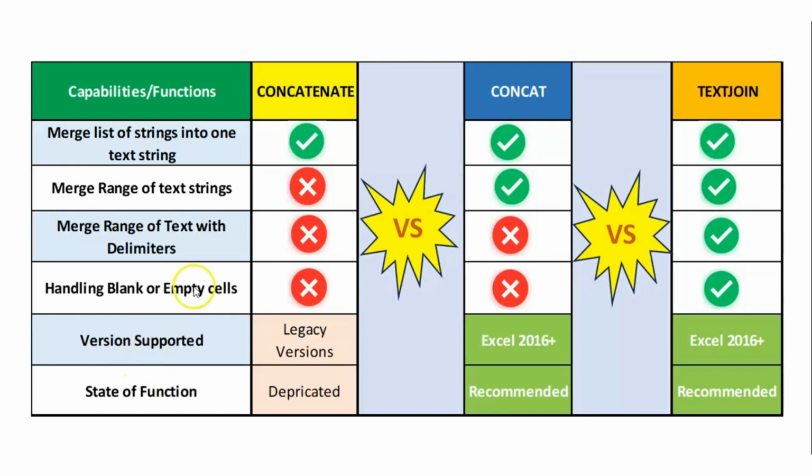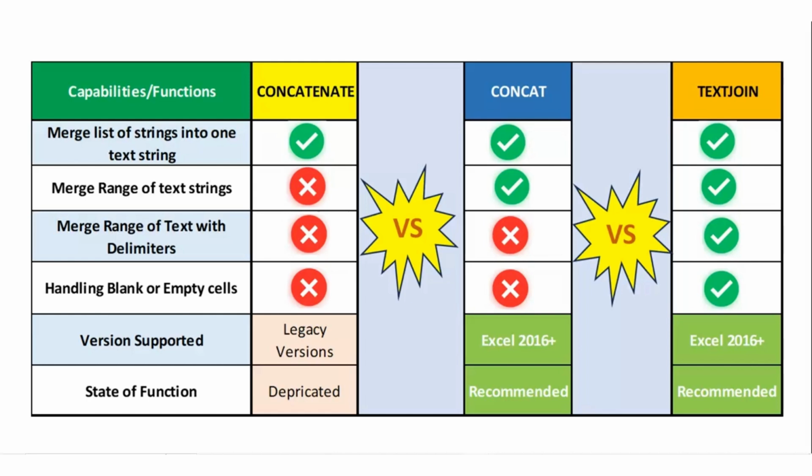Moving to the next capability, which is handling blank or empty cells. Concatenate and concat functions cannot ignore or exclude blanks unless they are handled manually, whereas in case of TEXTJOIN, it gives the user an option to ignore or not to ignore the blank or empty cells. It gives an option to skip the blanks automatically.